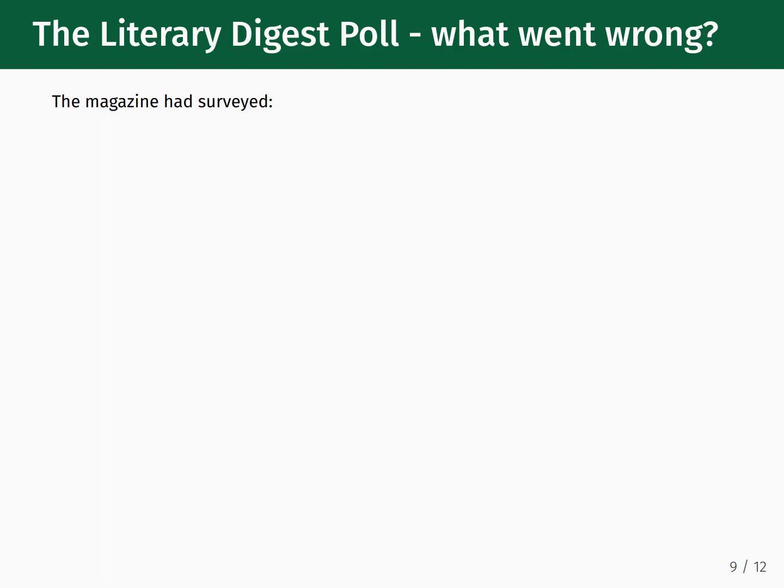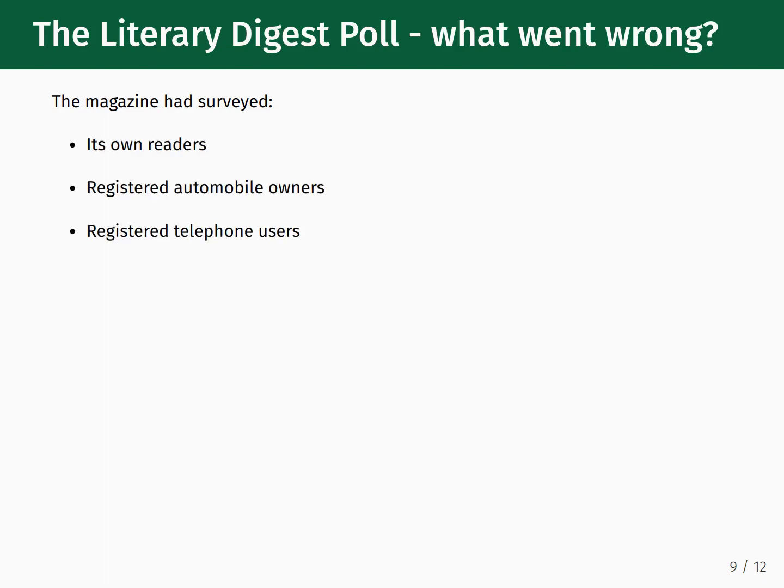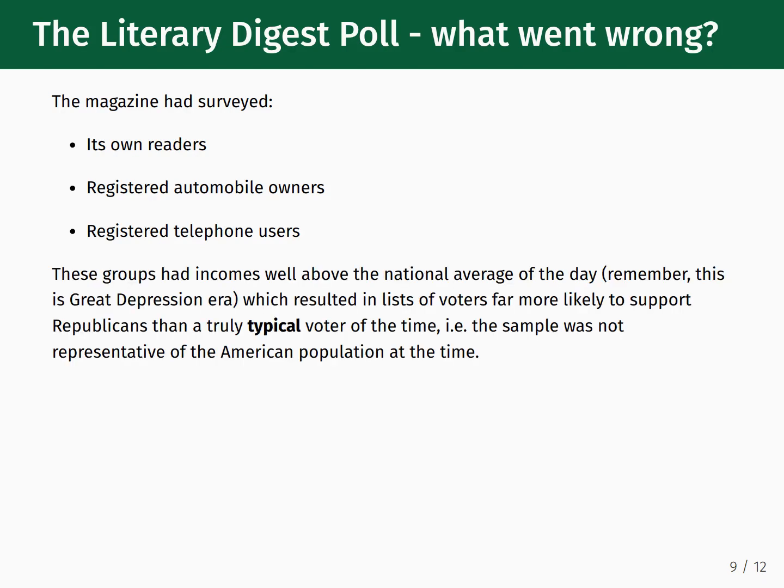The magazine surveyed its own readers, registered automobile owners, and registered telephone users. This means that the magazine was sampling groups with incomes well above the national average of the day. Remember, this is the Great Depression era, which resulted in lists of voters far more likely to support Republicans than a truly typical voter of the time. In other words, the sample was not representative of the American population at the time.